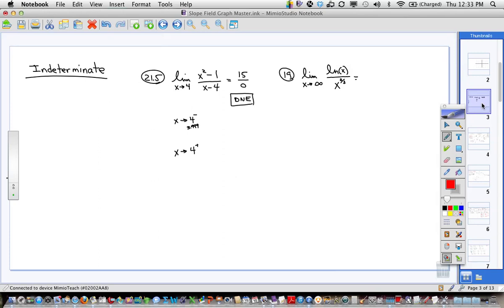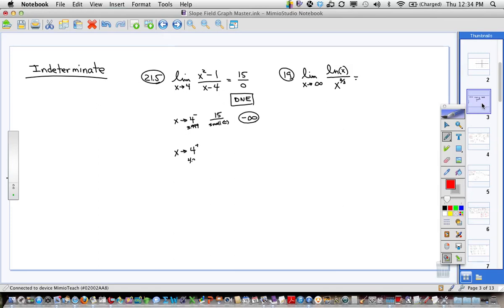Now again, I don't really care about the 15. You're gonna get something close to 15, a little less than 15. It's the bottom I really care about, the 0. What's that gonna be? Small negative. 3.999 minus 4 is gonna be a really small negative. And the closer I get to 4, the smaller it'll be. But it'll still be negative because I'm to the left of 4, less than 4. So it's a really small negative. Well, 15 divided by a really small negative is a really big negative, negative infinity.